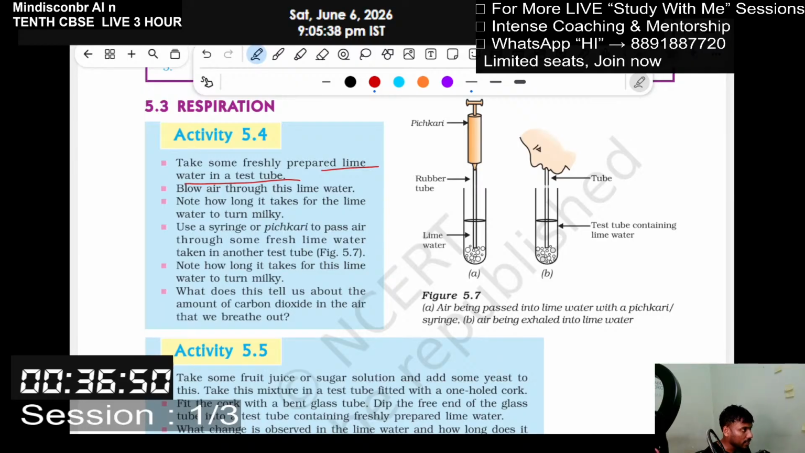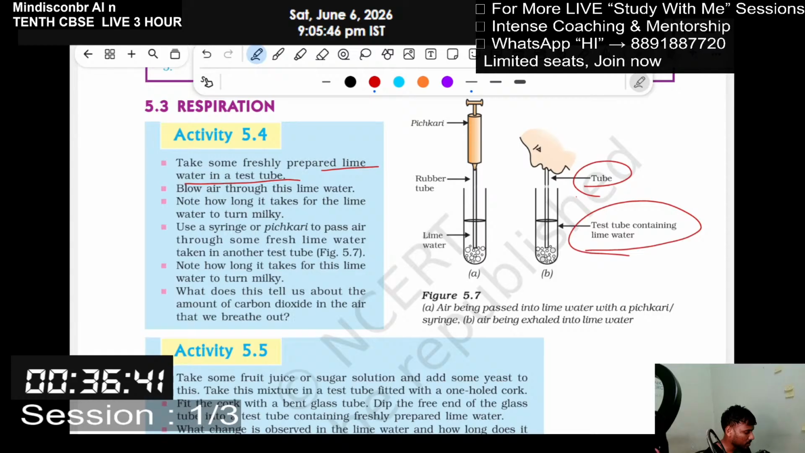Here the figure is there. This is the test tube containing lime water, and we are blowing. Note how long it takes for the lime water to turn milky. Now note the time and look at the lime water.